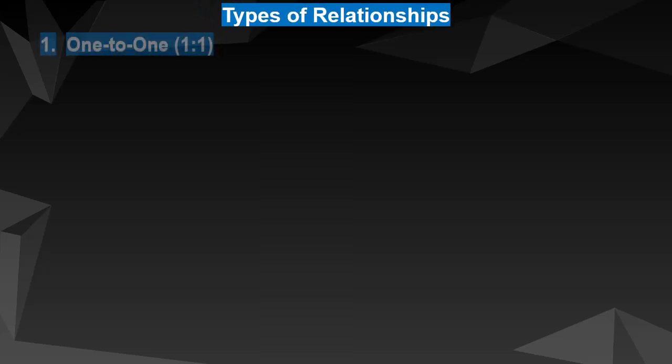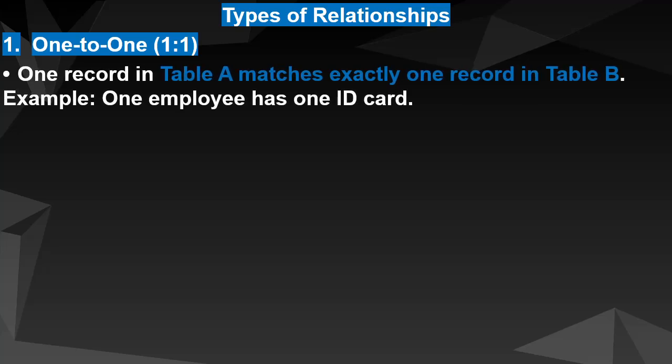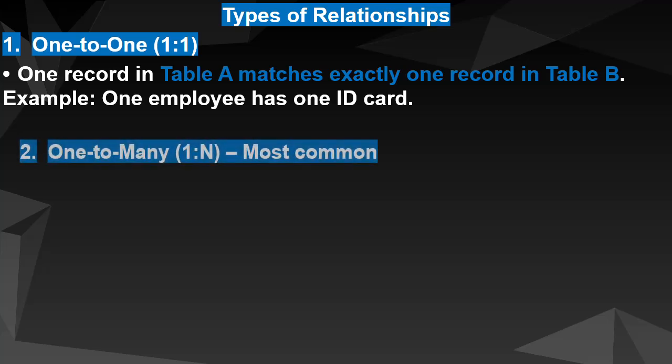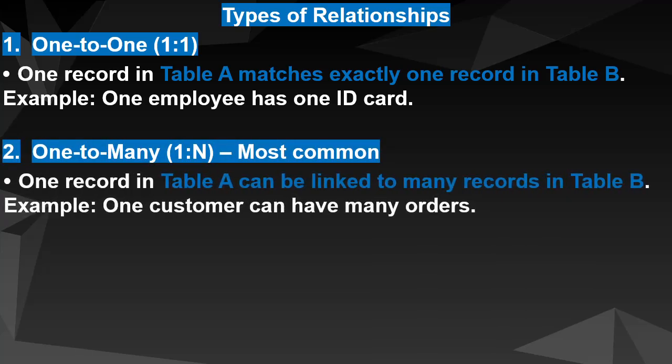First is one-to-one relationship. In this type of relationship, a single record in Table A corresponds to exactly one record in Table B. For example, one employee is assigned one ID card. Second is one-to-many relationship. In this relationship, a single record in Table A can be associated with multiple records in Table B. For example, one customer can place multiple orders.